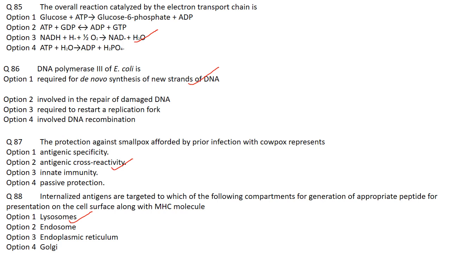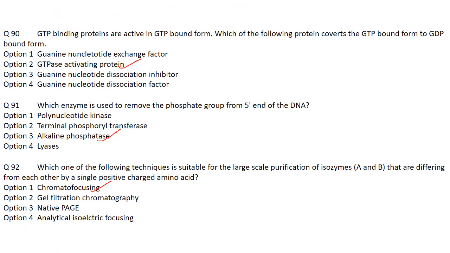So endocytosed proteins enter a vesicular pathway consisting of progressively more acidic and proteolytically active compartments, classically described as early endosomes, late endosomes and lysosome. So internalized antigens are targeted to lysosomes for generation of appropriate peptide for presentation on the cell surface along with MHC molecule. So it is lysosomes. Next one.